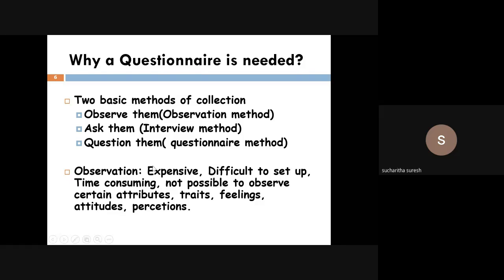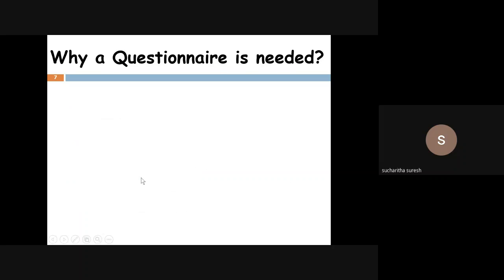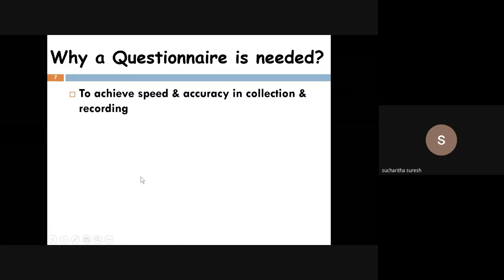If you're doing an interview also, the questionnaire should be ready with you. We call it the method of schedule, isn't it? So the questionnaire should be with you. So questionnaire preparation is a must for the interview method also, and the questionnaire method also. Okay. So why is a questionnaire needed?